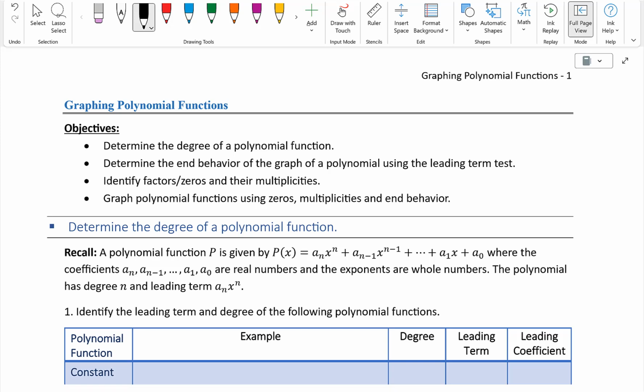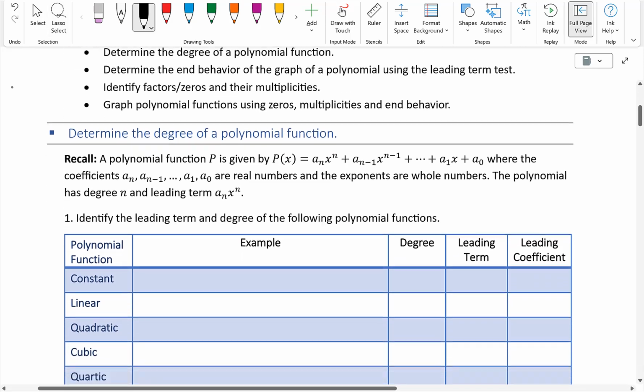The standard for this video is graphing polynomial functions. Our objectives include determining the degree of a polynomial function, determining the end behavior of the graph of a polynomial using the leading term test, identifying factor zeros and their multiplicities, and then graphing a polynomial function using zeros, multiplicities, and end behavior. So we'll do all the pieces and then we'll put it together to make a graph.